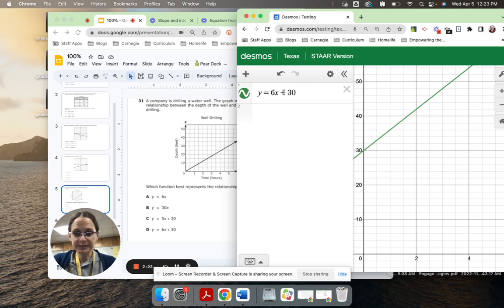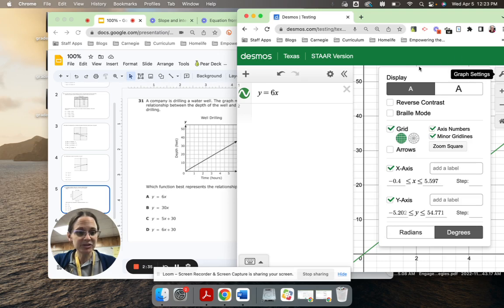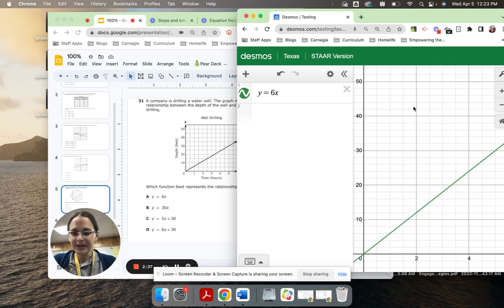So it's not C and it's not D. So it looks like it was answer choice A, y equals 6x. And the key is when your axis doesn't go from 0 to 10 or from negative 10 to 10, then adjust it. Click your little wrench and make it have what it needs to have. And then you'll be able to clearly see which graph matches correctly.